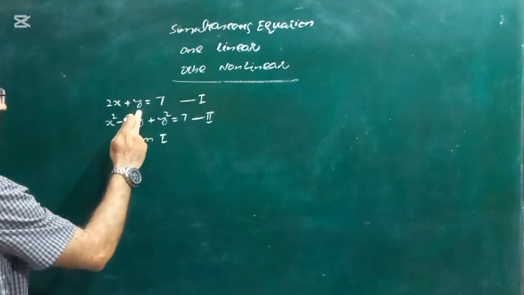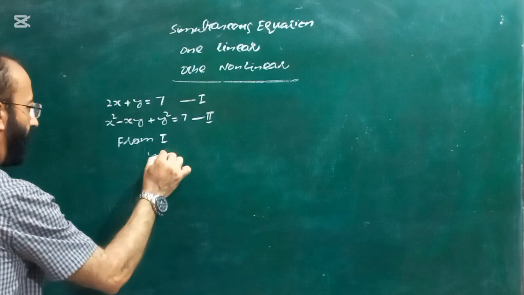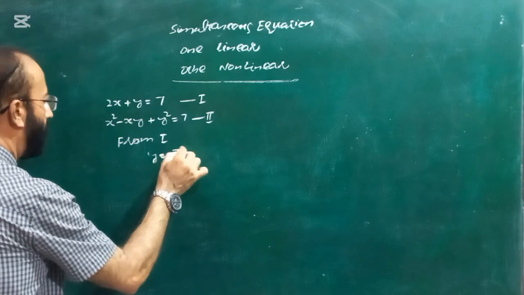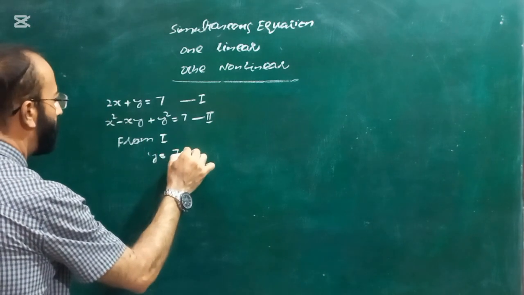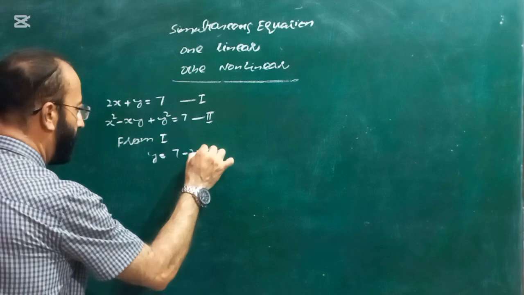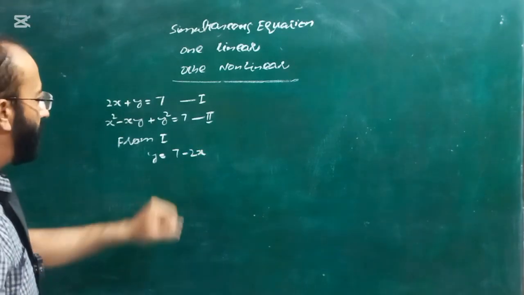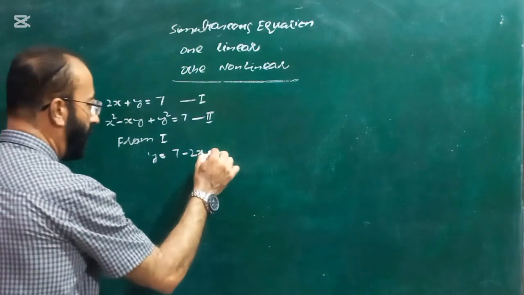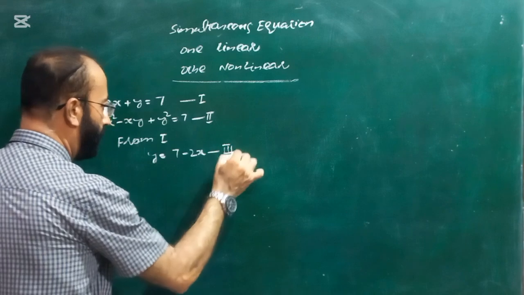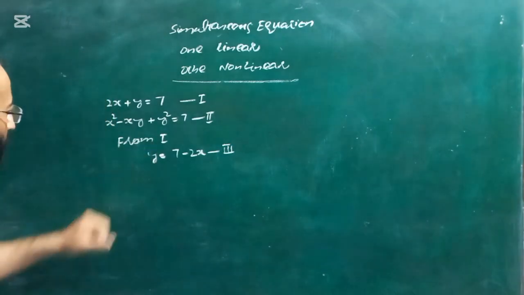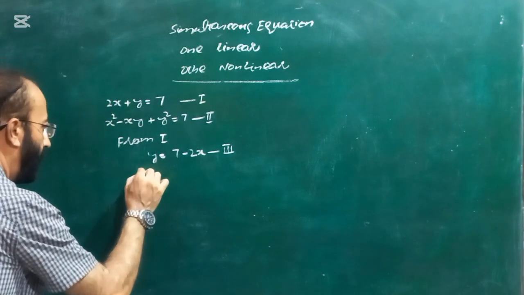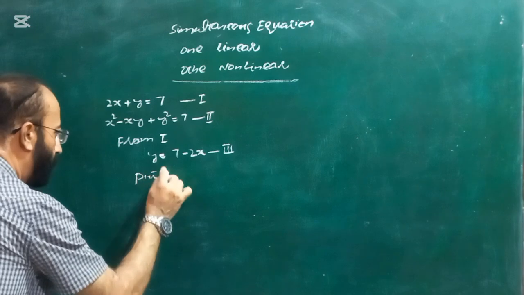So, from here you can see y can be expressed easily in terms of x. So, 7 minus 2x. So one unknown in terms of the other. Call this equation number 3 because it has been taken from equation number 1. So put it in the other equation, that is 2.